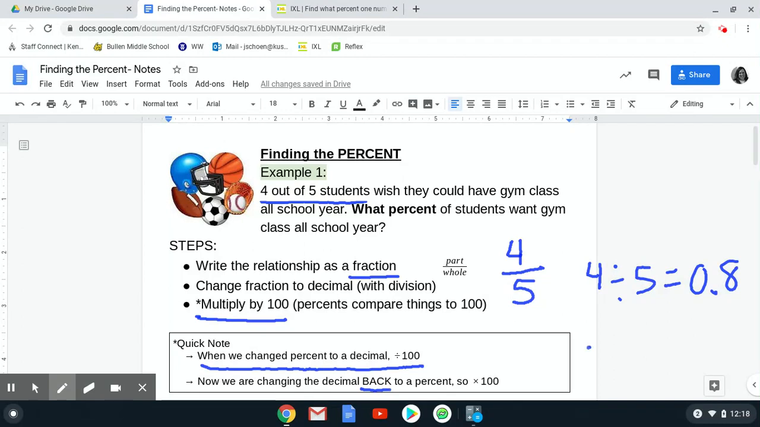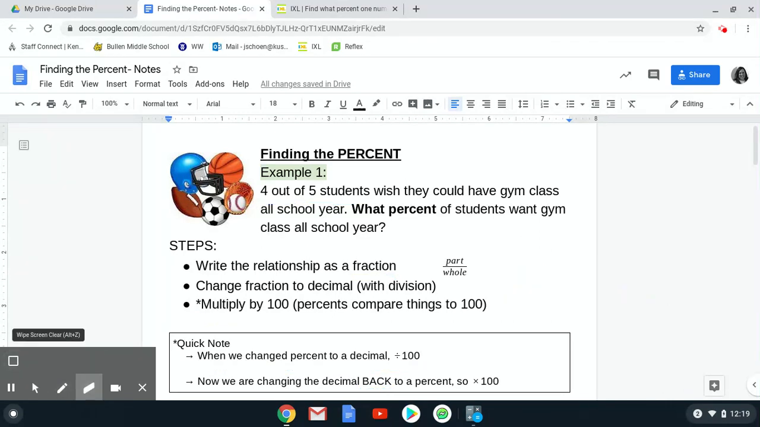So the last step is 0.8 times 100, and that is going to give us 80. So this can now be written as a percent. Our final answer is 80%. So 80% of the kids would like to have gym class all year. Okay, so that's one example.